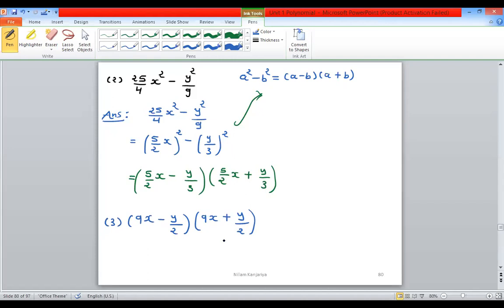Yes. So the first identity I told you, they are asking a square minus b square, which will be a minus b, a plus b.